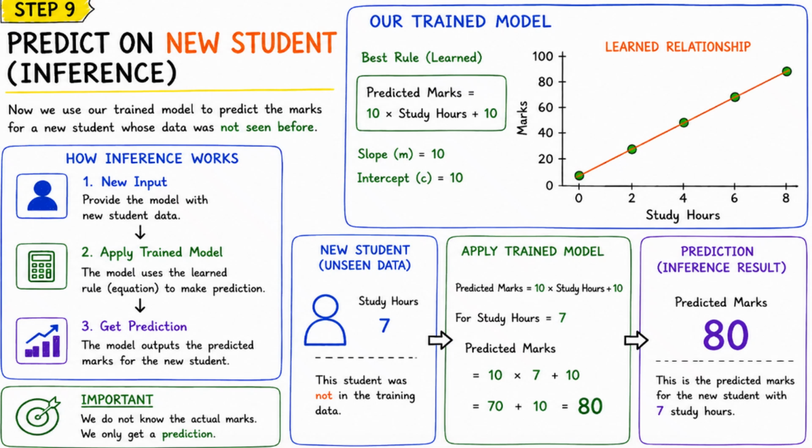Since this is a new student, we don't know the actual marks yet. We only have the model's prediction. This is how machine learning models are used in the real world. After learning from historical data, they can make predictions for new unseen data.